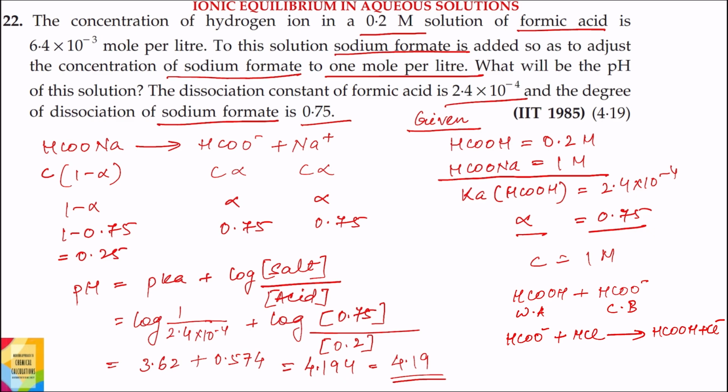Here, in pH equal to pKa plus log of salt by acid, the concentration of the salt is actually the concentration of this conjugate base in the solution. Therefore, here the concentration of the salt is taken as 0.75.